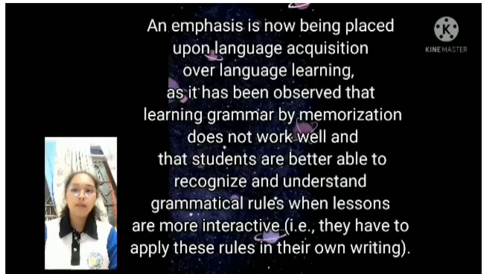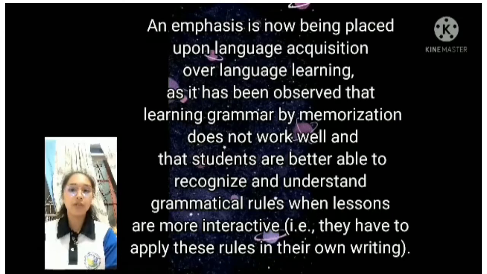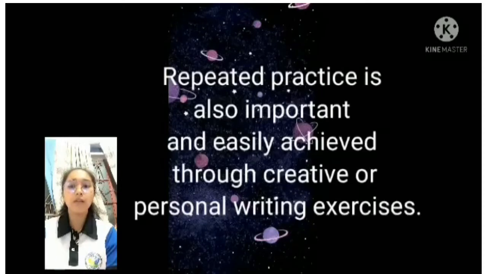An emphasis is now being placed upon language acquisition over language learning, as it has been observed that learning grammar by memorization does not work well, and that students are better able to recognize and understand grammatical rules when lessons are more interactive. Repeated practice is also important and easily achieved through creative or personal writing exercises.